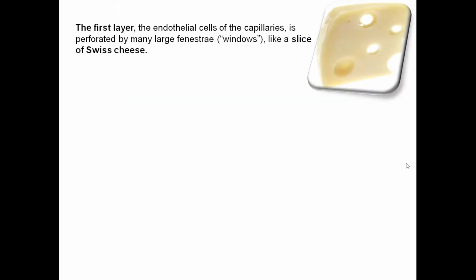And to make it a little bit easier for you to memorize the structure, you can look at it in the following way. The first layer is endothelial cells of the capillaries, which are the fenestrated type of capillaries, and fenestra are known as windows. So you can look at it as a slice of Swiss cheese with these kinds of holes in it.